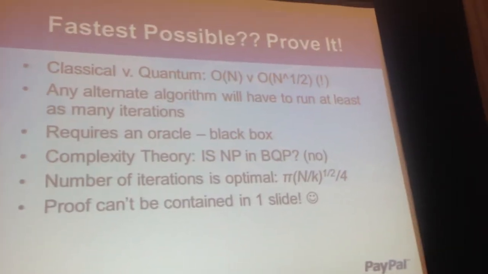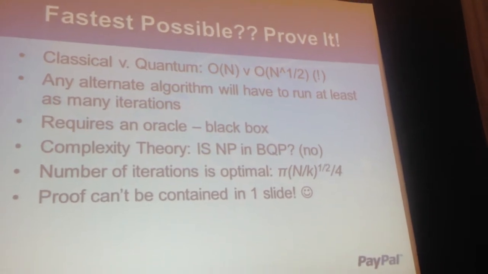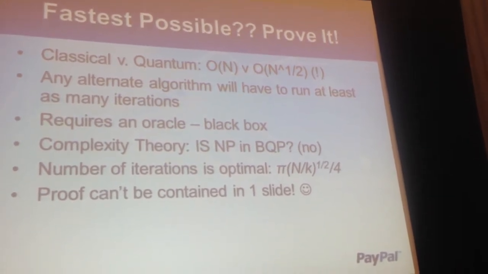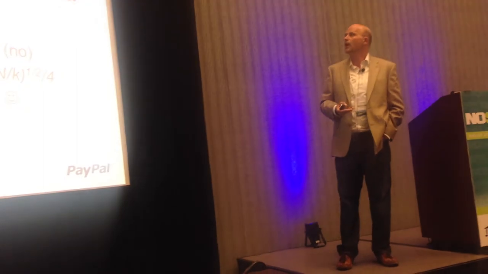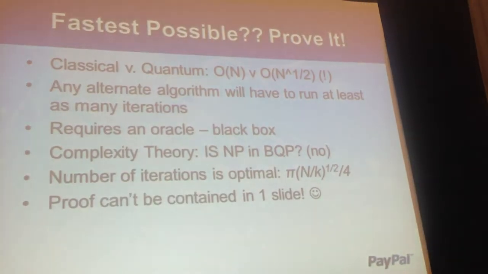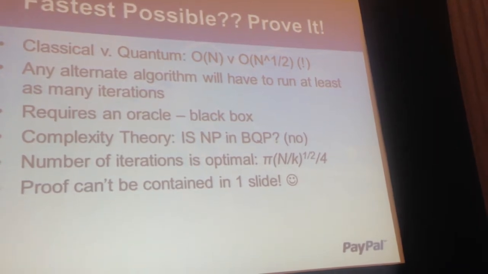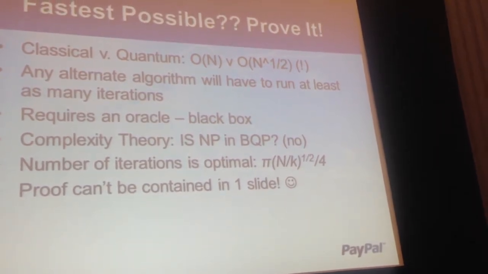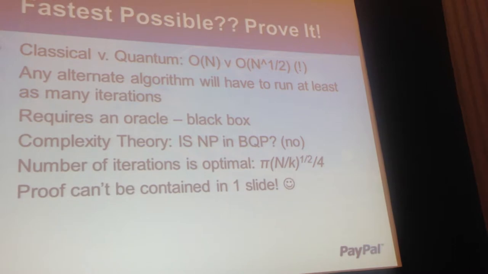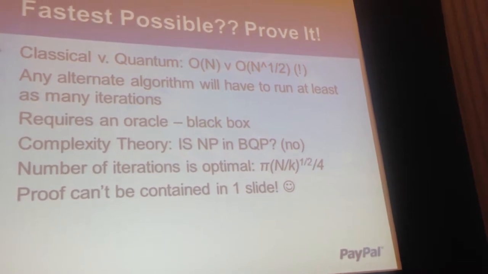any alternate algorithm will have to compute just as many iterations as Grover's does, and we can prove that, and therefore they're equivalent. One thing about the Grover search is it does require an oracle, which is a black box. The black box really doesn't have any function. It doesn't change the quantum nature of the algorithm, but it is a required part of this, and people ask me about that.